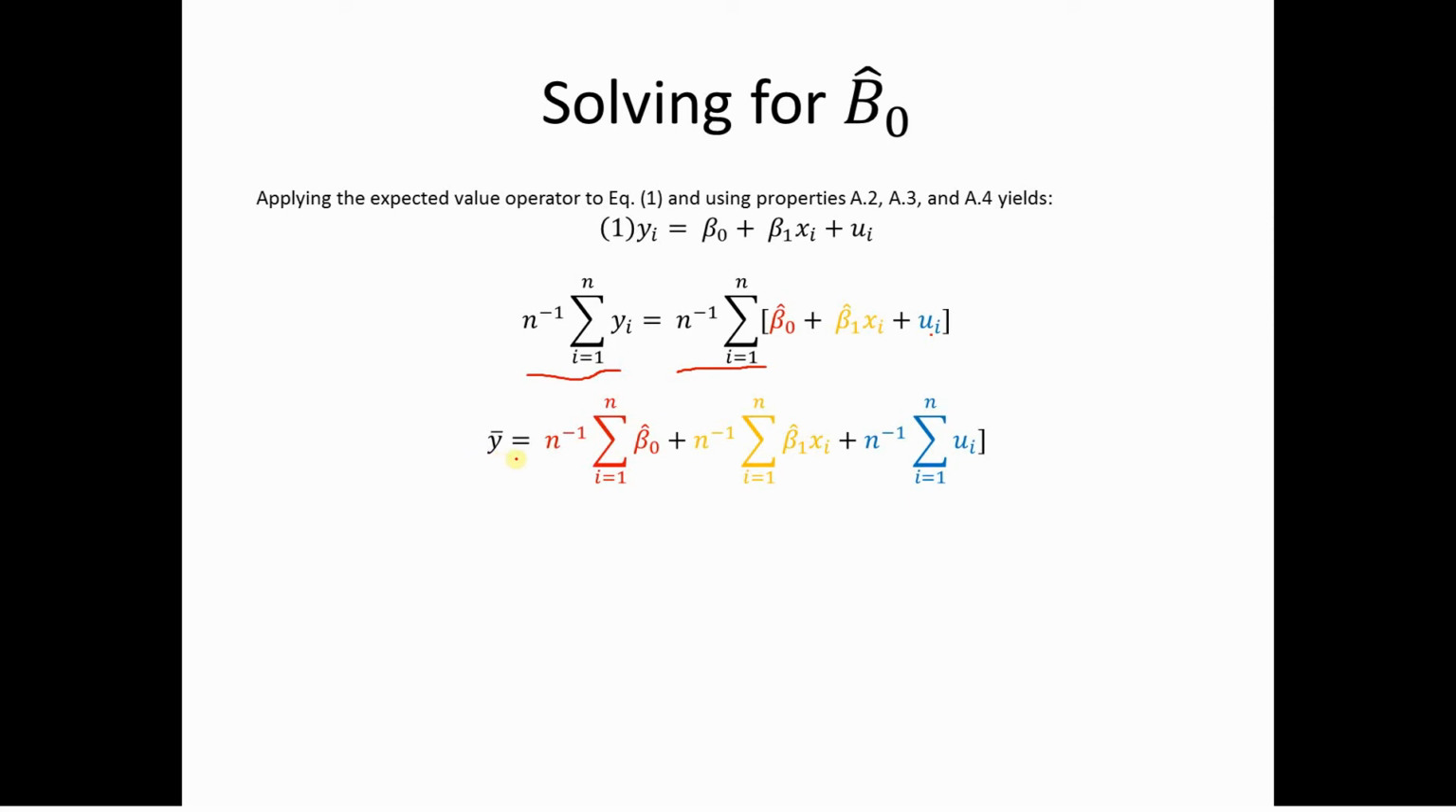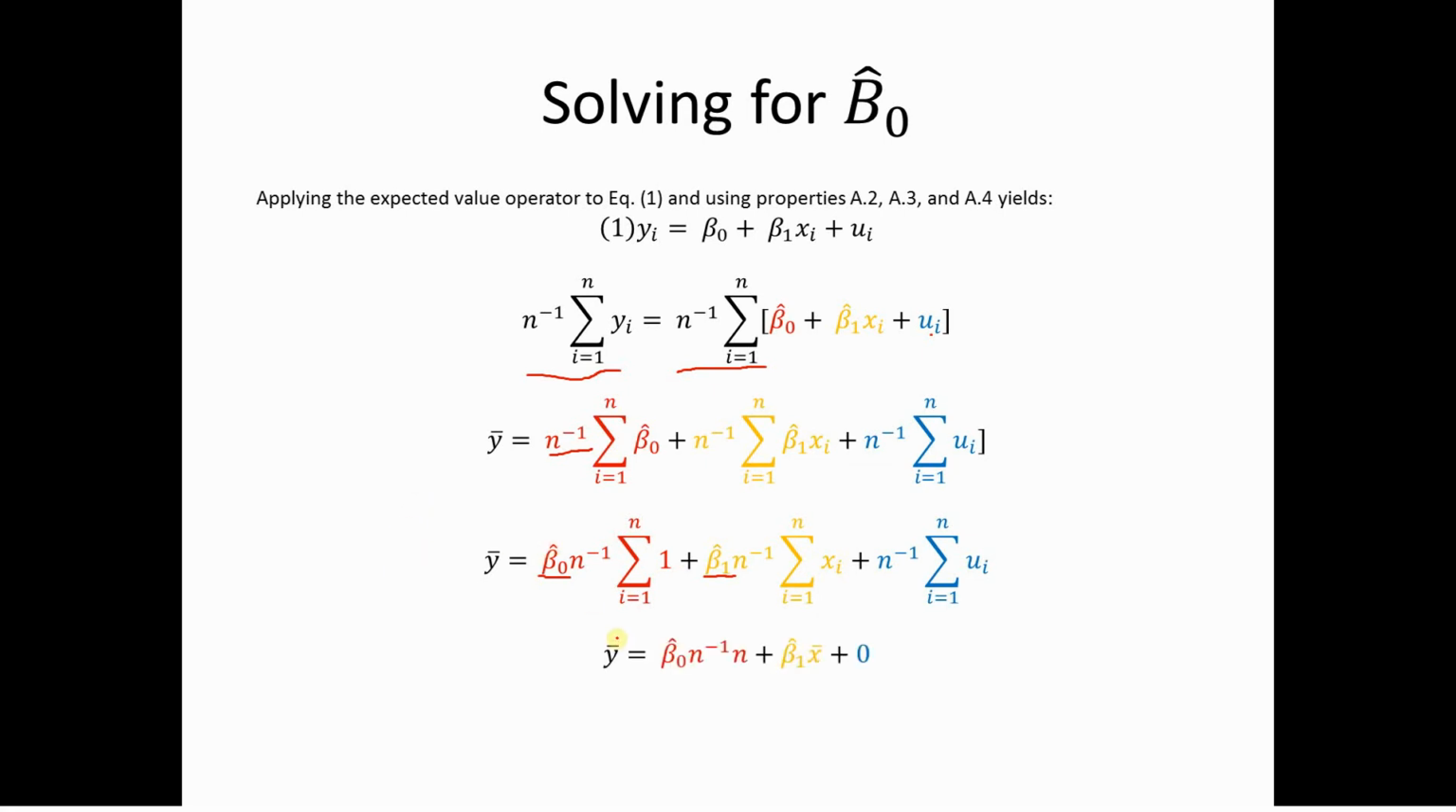the mean of y. On the right hand side, I distributed the summation operator, and I also distributed this n to the negative 1 power, dividing each term by n. Next, I pulled out the constants. Beta naught hat, the intercept, and beta 1 hat, the slope, are constants, and so you can pull those out of the summation operator.